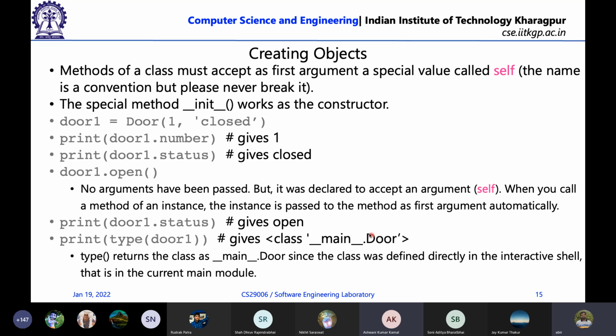So basically this capital D tells that it is an object of class door. So type returns the class. So if you suppose give type then 2, it will give int. So it's the same sort of thing, right? It returns the class as main.door since the class was defined directly in the interactive cell.